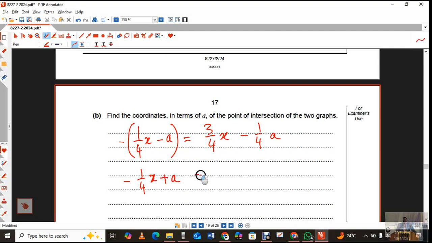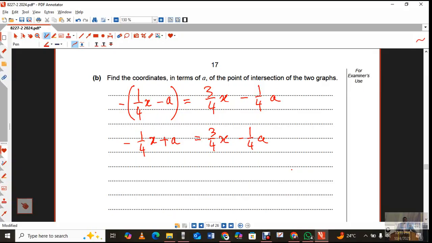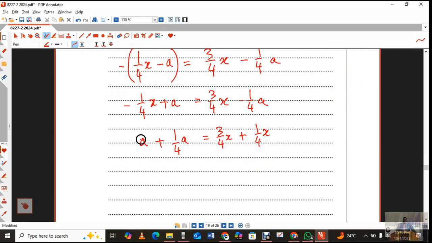Okay, distributing that negative over, and then you have all the terms that contain a to one side. So I'm going to have the a plus 1 over 4a. I have 3 over 4x plus 1 over 4x. Okay, if you look at this value of a here, this is 1 plus 1 over 4, that is 5 over 4a is equal to x, because it's just going to be 1x. So I know what my x value is.